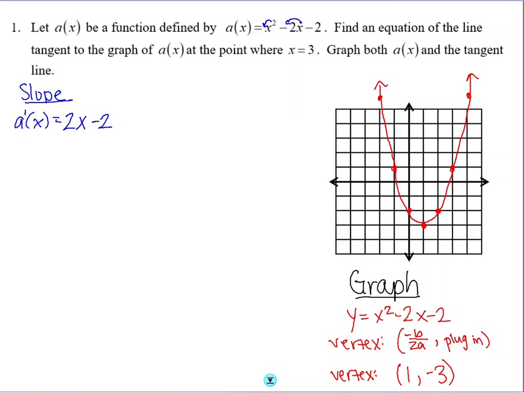To find the slope when x equals 3, I need to plug in 3 to my derivative. So I end up with 6 minus 2, which is 4. Then I need to find my point. To do this, I just want to plug in 3 for x in the original function.